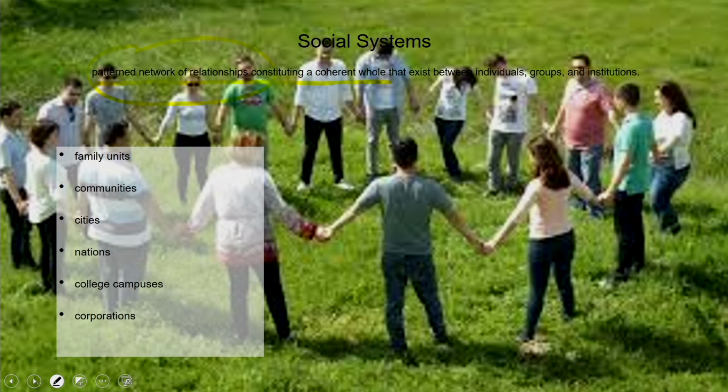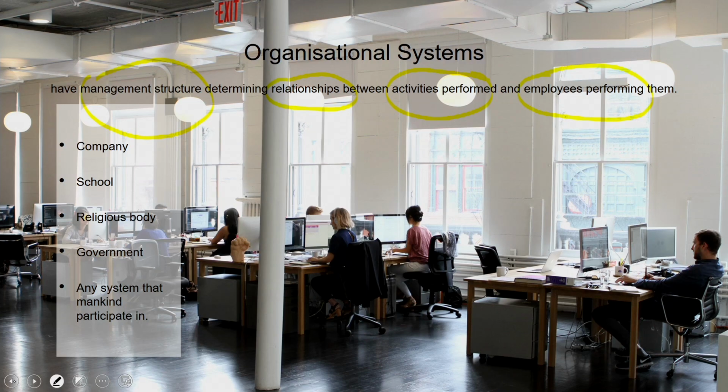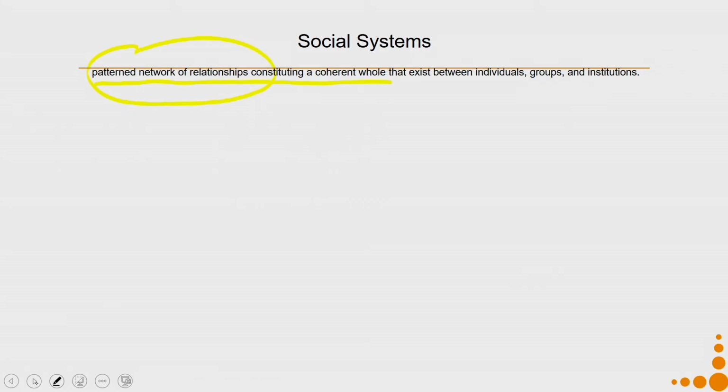corporations. When we looked at the organizational system, we were looking from the perspective of the management structure, which determines the relationship between activities performed and employees performing them. So when I am looking from that perspective, I am talking about organizational systems. Whereas when I am looking at the pattern network of relationships constituting a coherent whole, that is, you belong to a particular group or institution, then we are talking about social systems.